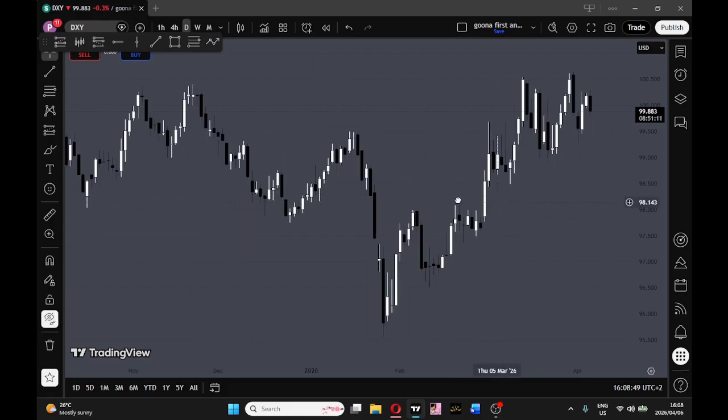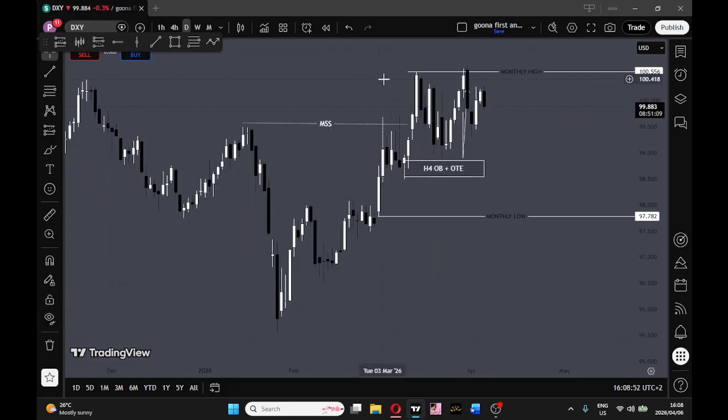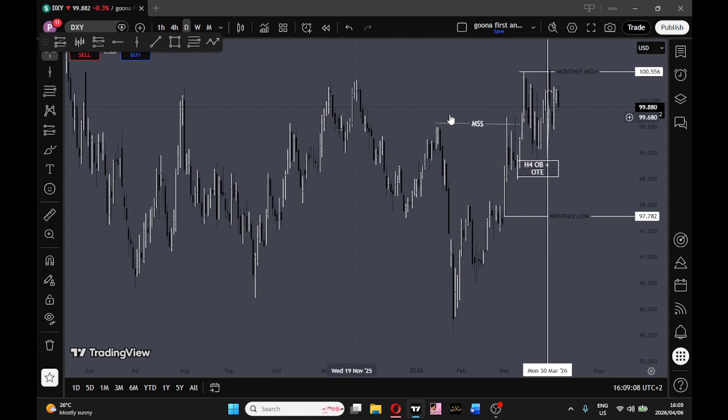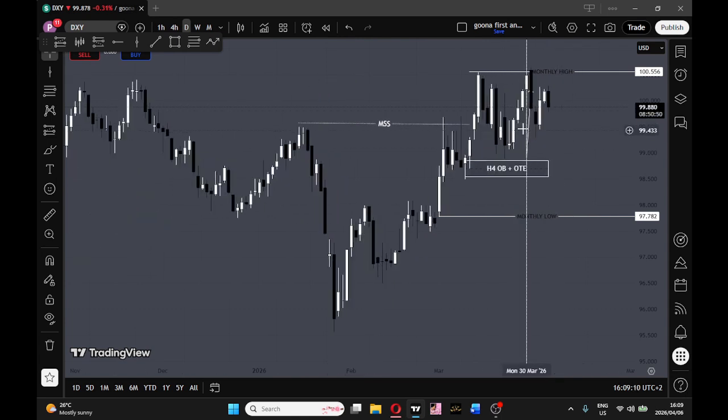Let's start with DXY. So on DXY, last week, let me go to the Monday. Yeah, this is Monday. So on Monday, we saw this and we anticipated for the market to move lower before pushing up. I marked it with the arrow.